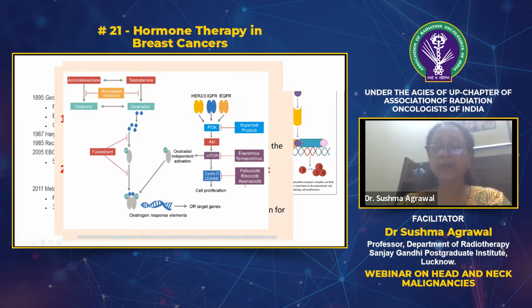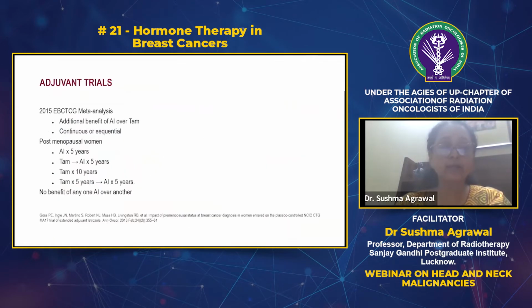So you can see that palbociclib, ribociclib, abemaciclib, they act on cyclin D1, that is the cell cycle, and that is how they have a cytotoxic effect. The other two drugs mentioned here are given in second line, and they act on the pathways, cell cycle, the other pathway, that is mTOR, PIK3K, and that I shall mention later on.